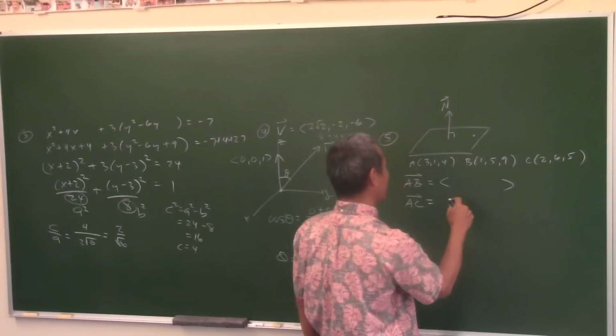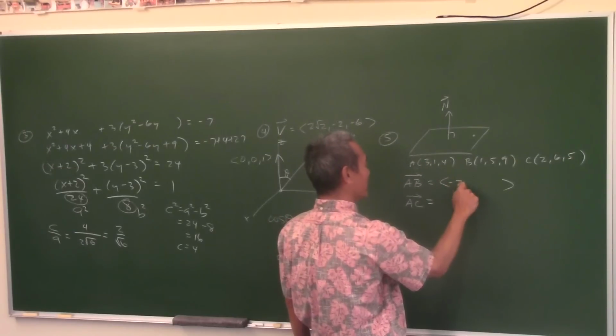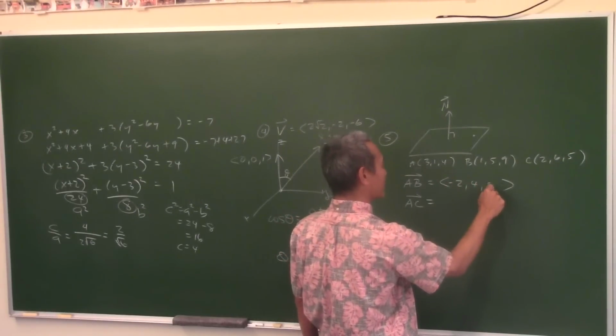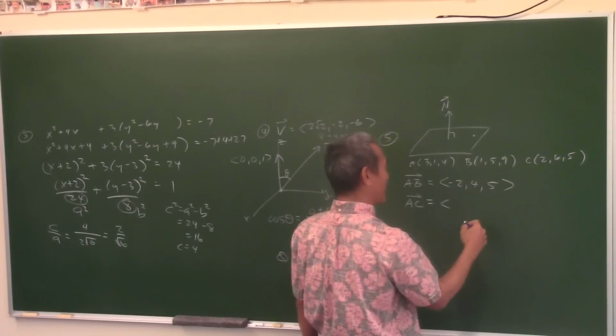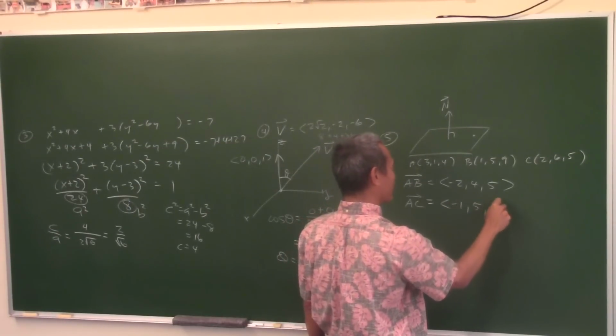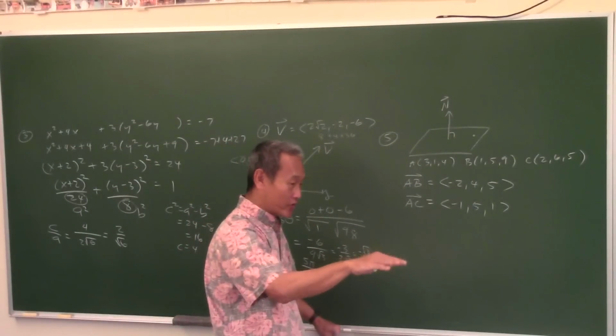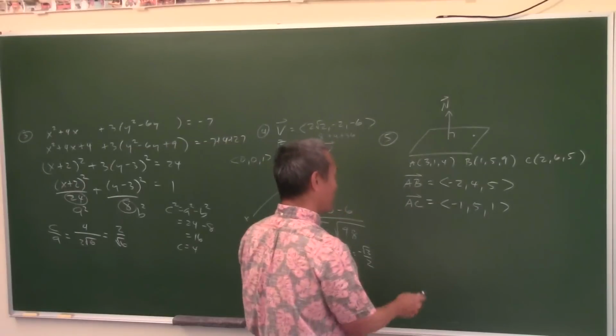So you componentize them, and remember, you got to go head minus tail. So 1 minus 3, 5 minus 1, 9 minus 4. And then for AC, again, head minus tail. 2 minus 3, 6 minus 1, 5 minus 4. So these 2 vectors lie in the plane that you're trying to find. So just compute the cross product.